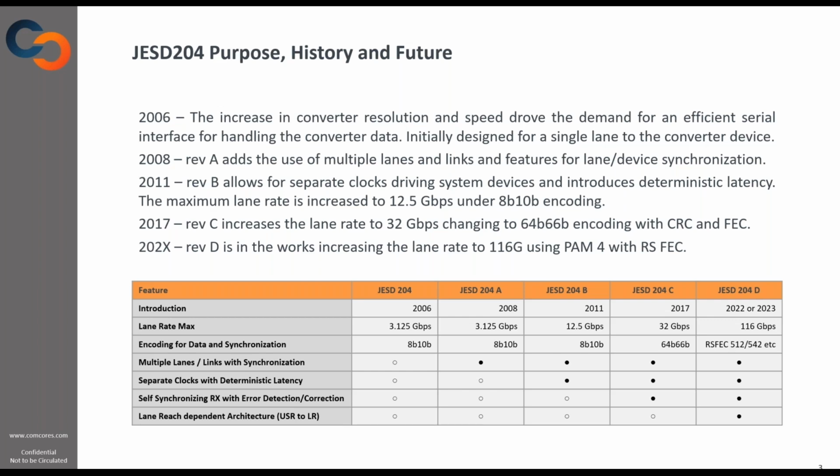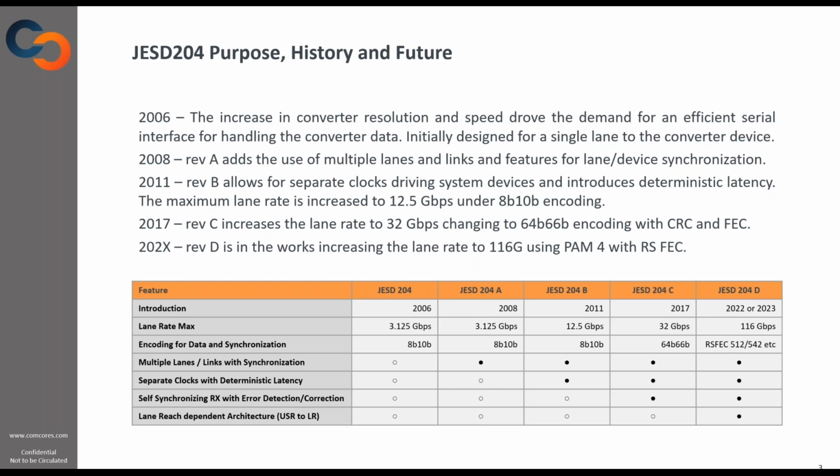This was followed by the 204C standard, which is the current state of the art, where features were introduced for data correction and error detection, so a FEC basically, and a CRC, as well as a speed increase to 32 gigs, and the change in the encoding scheme to 64b/66b, dictated by the speed increase.